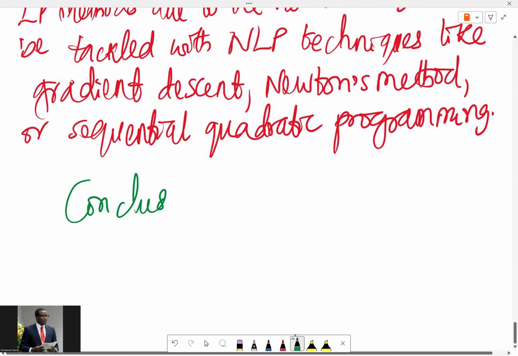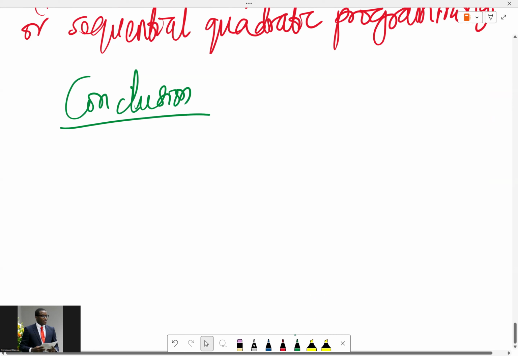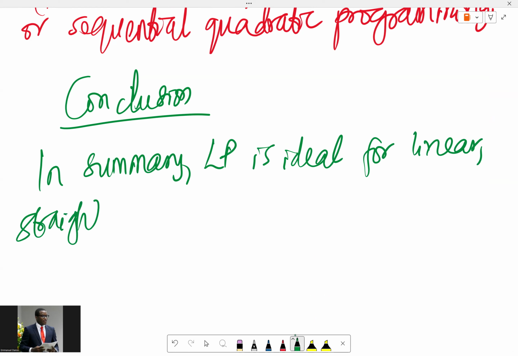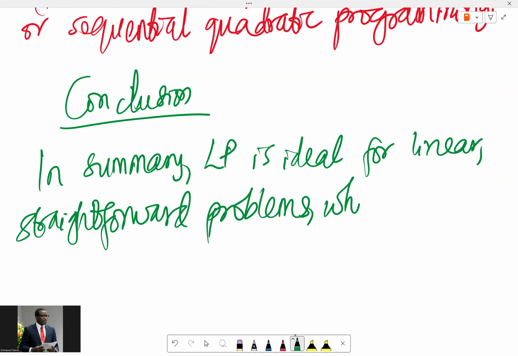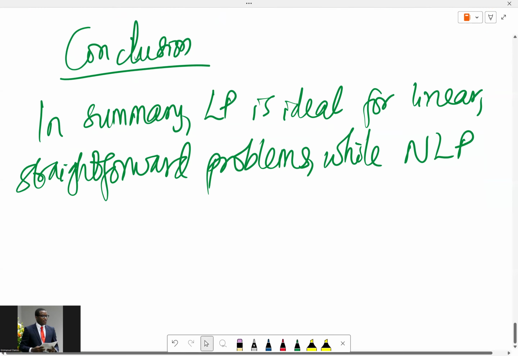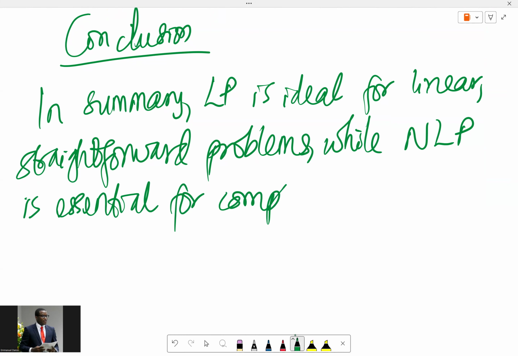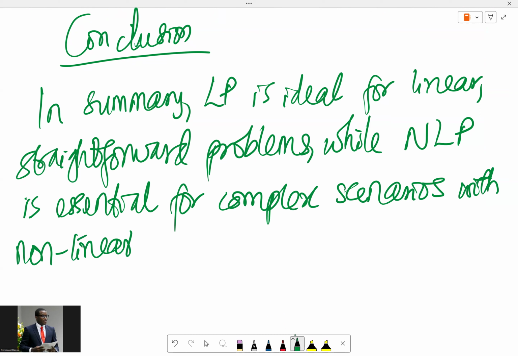So in conclusion, we have seen the differences. So in summary, linear programming is ideal for linear, straightforward problems, while nonlinear programming is essential for complex scenarios with nonlinear relationships.